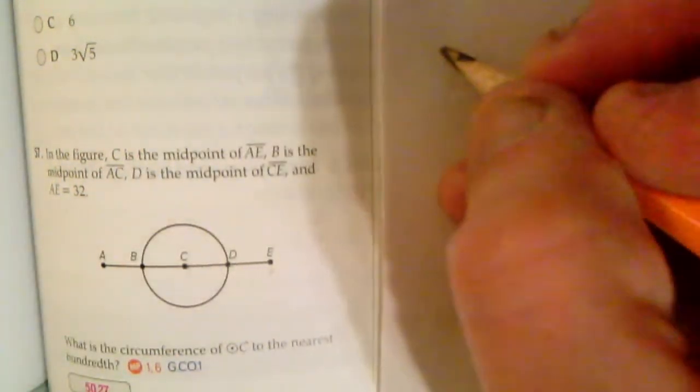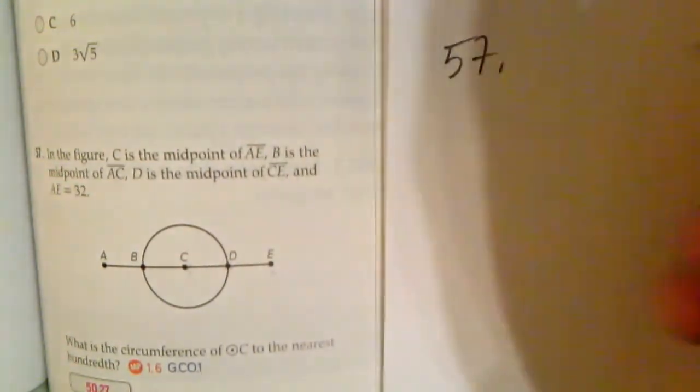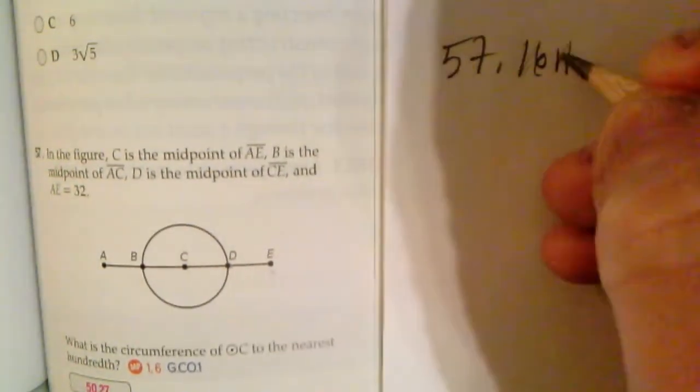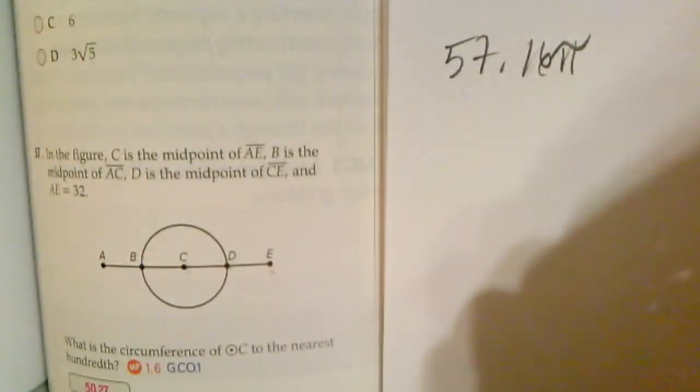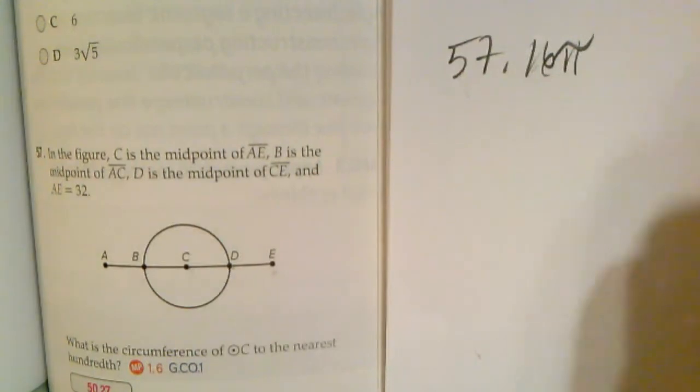So as a result, we want to find the circumference of circle C to the nearest hundredth. So remember, this was 8 and this was 8. So for number 57, okay, the diameter is 16. And so if you type that in, 16 pi, now again, nearest hundredths place, that's 2 places after the decimal. Make sure you round correctly there, okay?